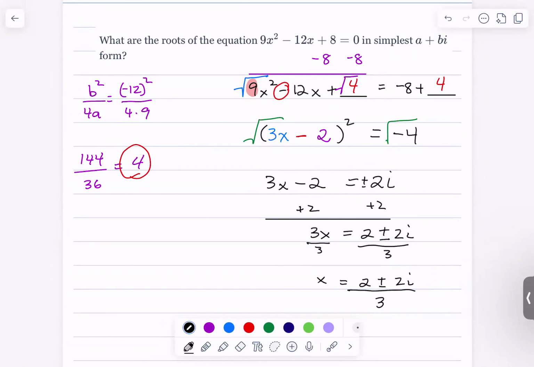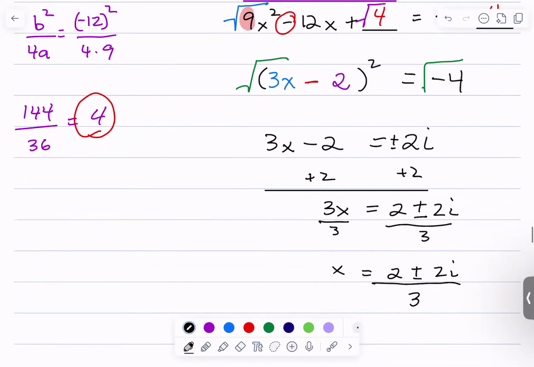Cool? So in this case, if your a value is a perfect square, please remember to use b squared over 4a instead of halving it and squaring it. Okay? All right.